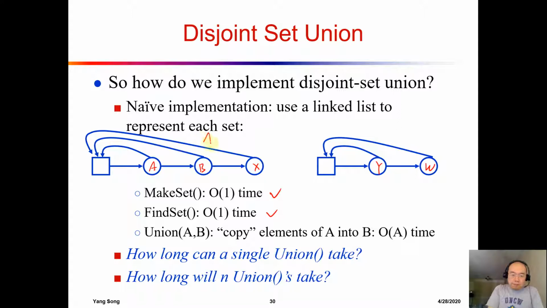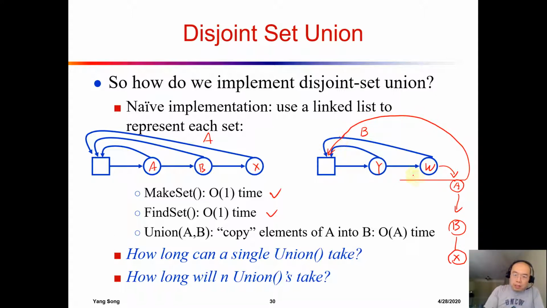Say this is the set A, this is the set B. When we are trying to do a union of the set A and the set B, we will just move the A and then the B and then the X into the set. And then of course we are going to add the back references. So A will refer to the head, B will refer to the head, and then X will refer to the head as well. So in this case, this is how we can do the union.